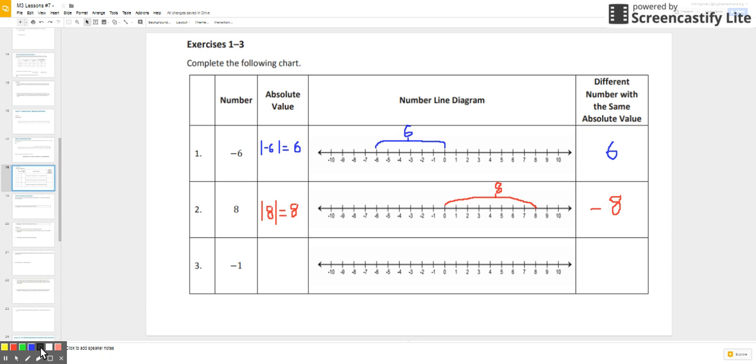All right, hello students. Hopefully you wrote it out like this. The absolute value of -1 is equal to +1 because it has a distance of 1 from 0. The other number that has the same distance away from 0 is +1. So hopefully that's how you set it up. As we continue to notice, the number that they give us and the different number are continuing to be opposites over and over again. All right, let's look at the next one.